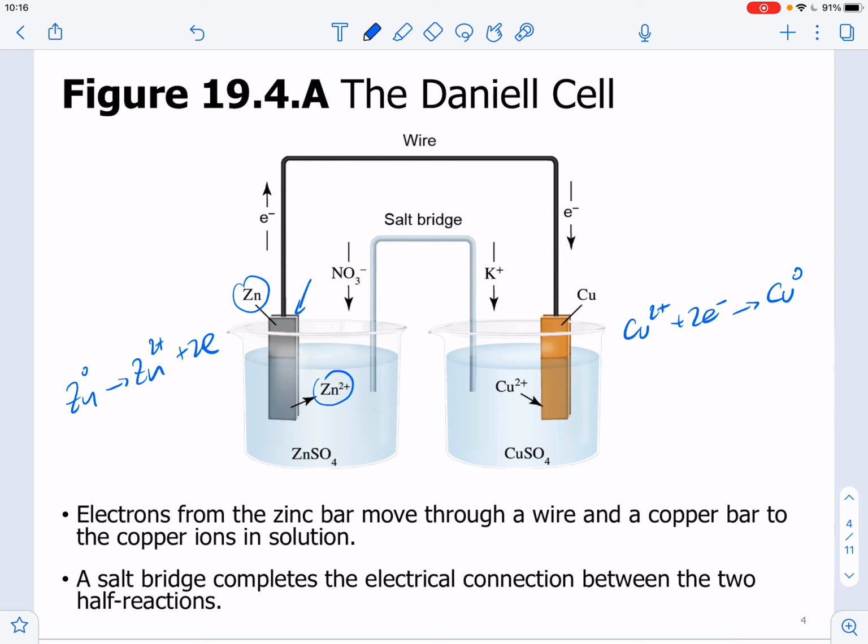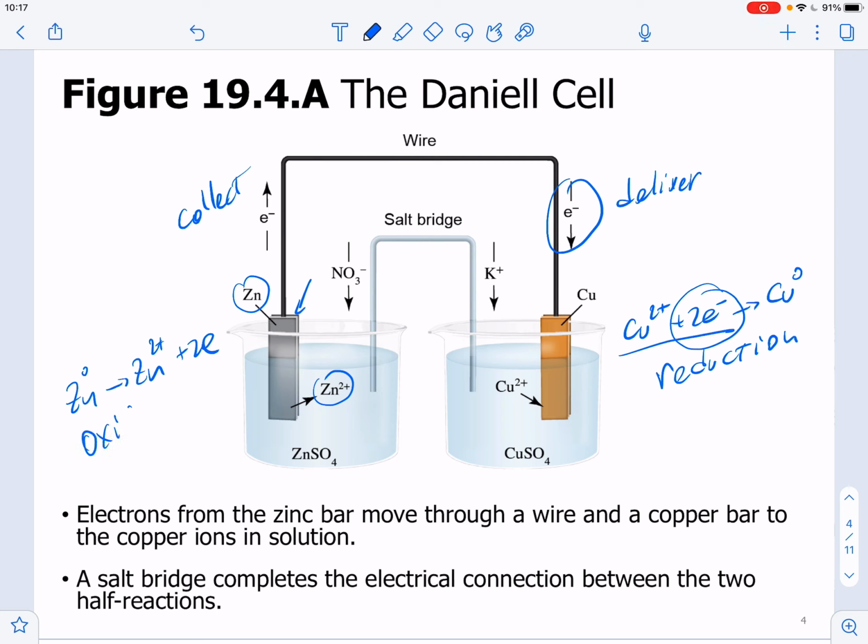Okay, so in order for this reaction to happen, you have to provide the electrons. So pretty much in the left side of this cell, you collect the electrons, and in the right side of this cell, you deliver the electrons. Okay, because you require electrons in this case for the reduction reaction. Okay, this is the reduction, and you collect here because the oxidation reaction is providing the electrons.